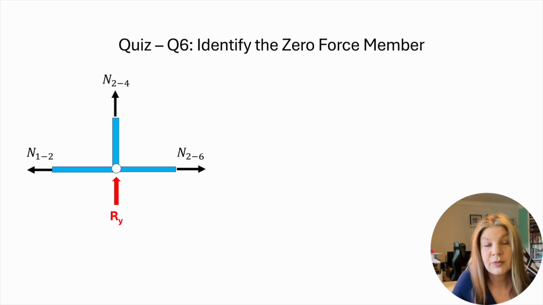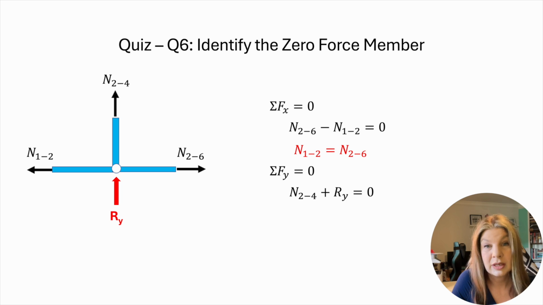If you've guessed no, you're absolutely correct. This does not fit in any of our cases. So in this case, if I were to do sum of forces in x, I would discover that N12 equals N26, and doing sum of forces in y gives me that N24 equals that reaction that I have there. So no zero force members in this case.